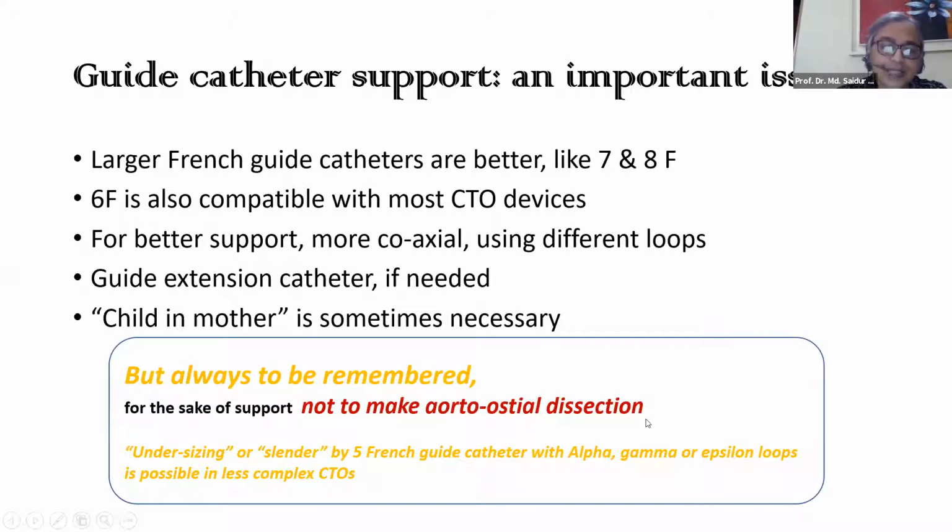That is, not too much manipulation while thinking of the CTO only. And undersizing is nowadays very important in Japan. So even I sometimes use a 5 French guide catheter with different loops, like alpha loops, gamma loops or epsilon loops, which give very good active support, and you can do CTO that way.